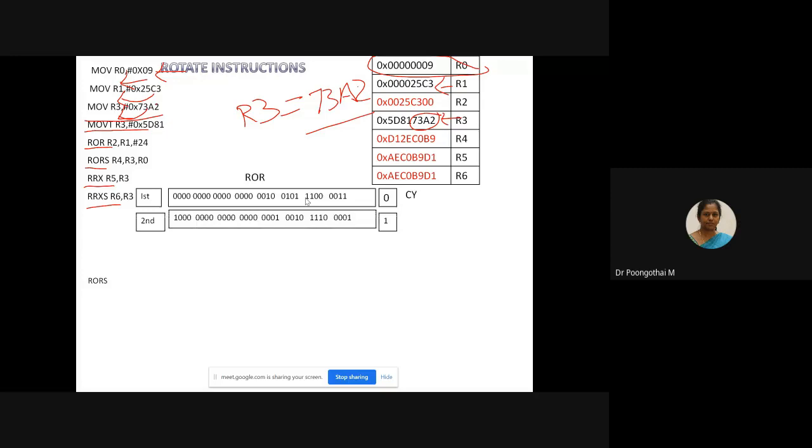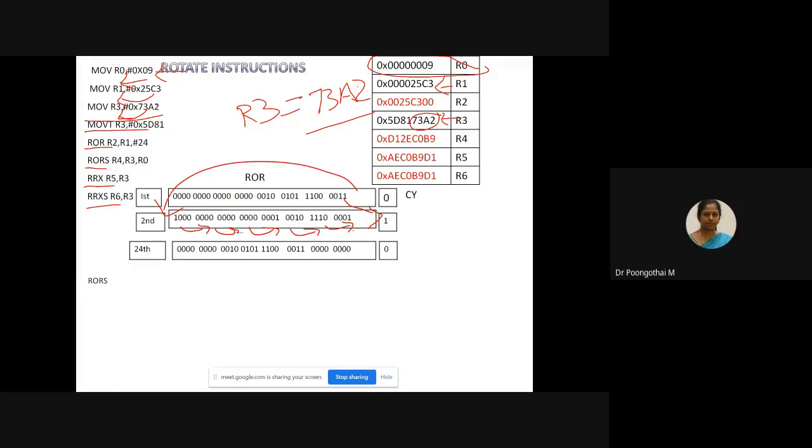What is the operation of this instruction? First it places the D0 bit into carry, and again D0 into the 31st bit, and bits are rotated towards the right direction. For the 24th rotation, this will be your content, and your carry is set to 0. After rotation, your R2 holds this value, 25C300. So, clear?